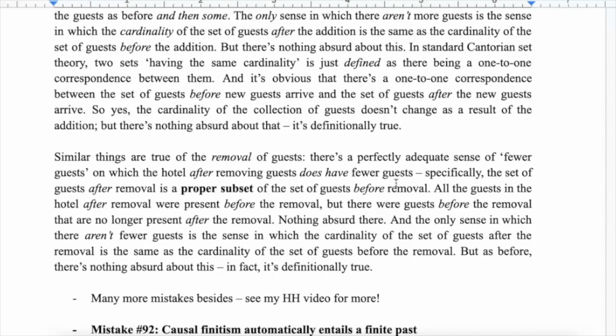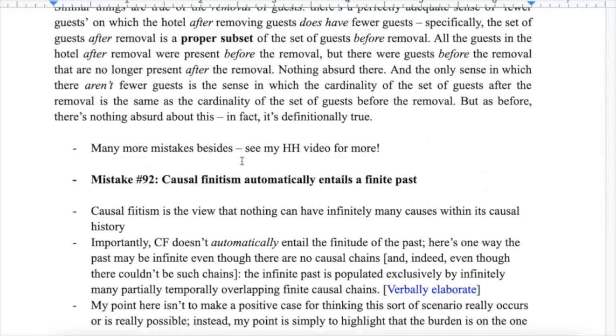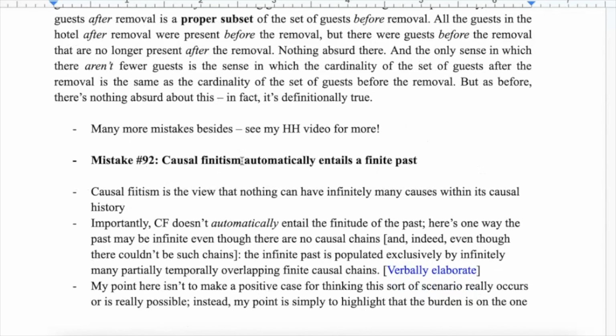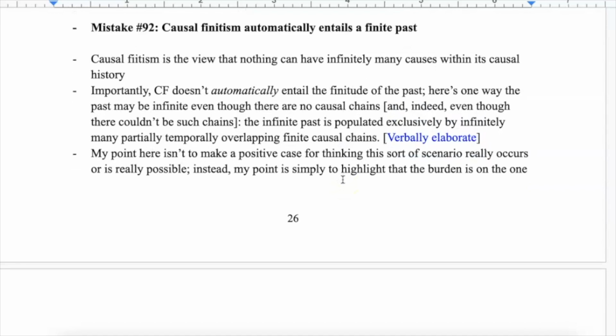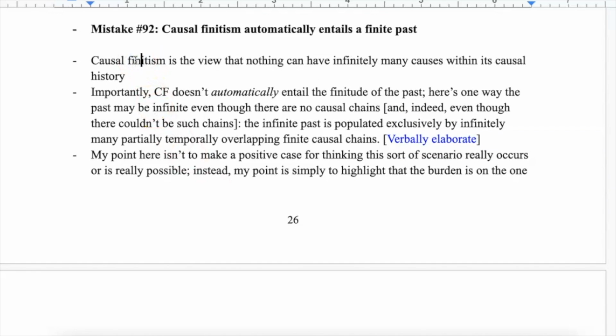And again, the same thing can be said about removal of guests. Many more mistakes are here besides. See my Hilbert's Hotel video for more, but we're moving on to mistake number 92, the claim that causal finitism automatically entails a finite past. Now, causal finitism is the view that nothing can have infinitely many causes within its causal history. Importantly, causal finitism doesn't automatically, all by itself, entail the finitude of the past. You need to add some additional claims in order to get that entailment, and whether those additional claims are true is up for debate.